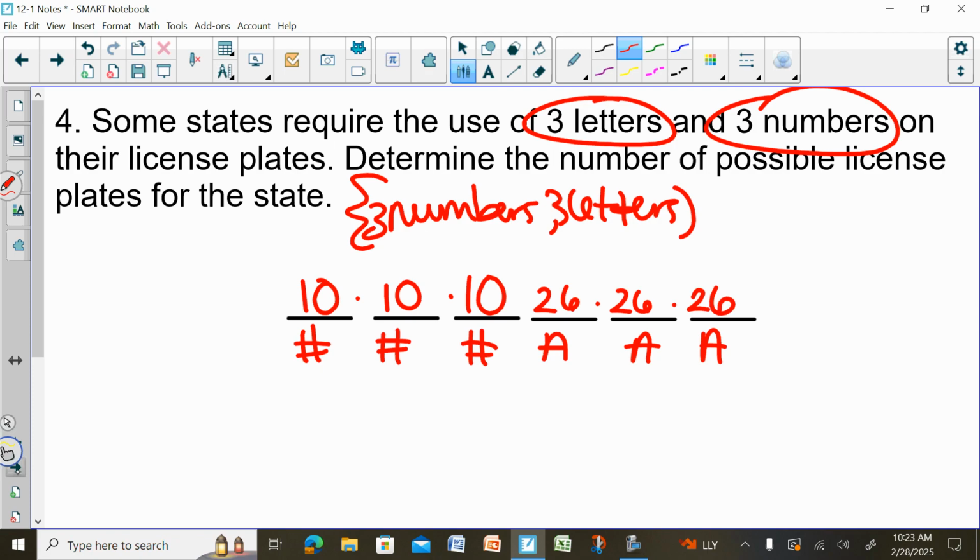And so when you're all said and done, you got 10 times 10 times 10, times 26 times 26 times 26, this gigantic number, 17,576,000. So there are 17,576,000 license plates with 3 letters and 3 number combinations. And it doesn't mean that the 3 numbers have to be out in front. So if I rearranged any of these, I'd still get that same amount.